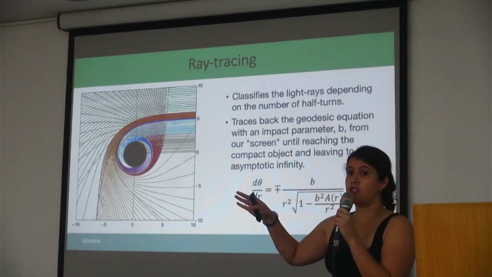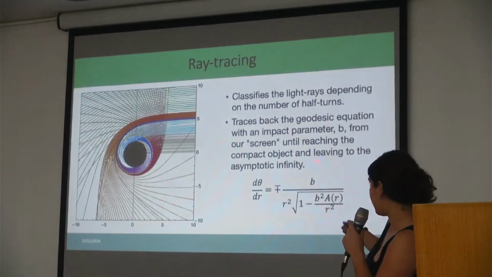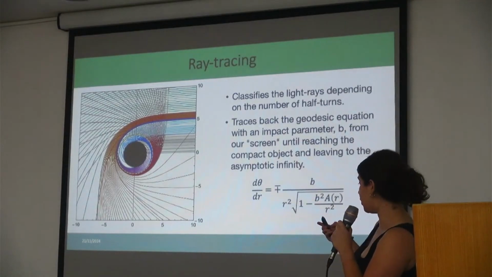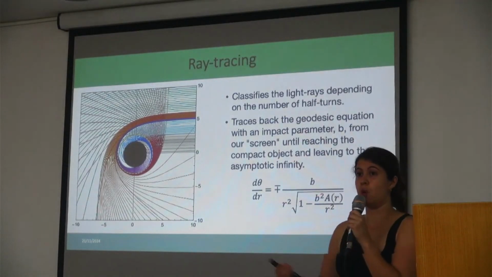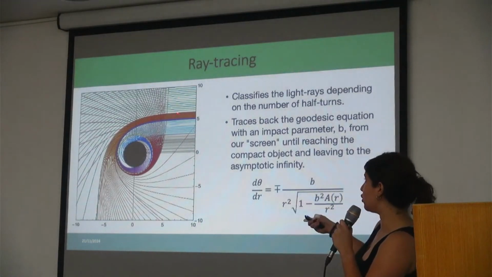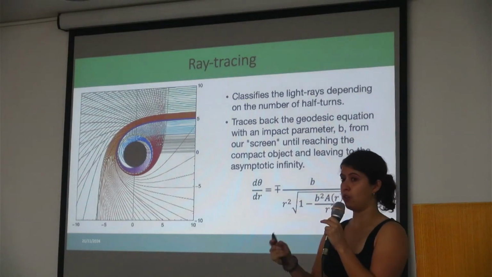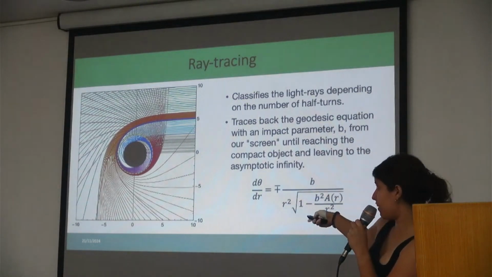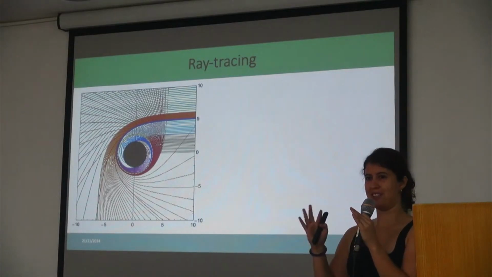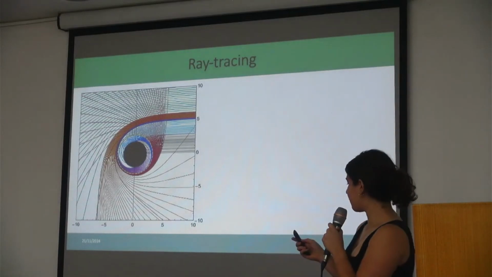Basically, this is done by tracing back the geodesic equation that is written here, and we write the geodesic equation in terms of the impact parameter. Why? Because we are so far away that, at the end of the day, these light rays come parallel to each other. So what we actually see in the picture is the impact parameter, not the radius of the geometry. I hope this concept is clear because it will be used later on.